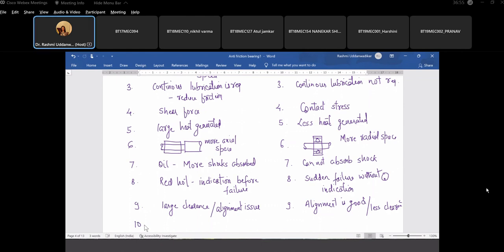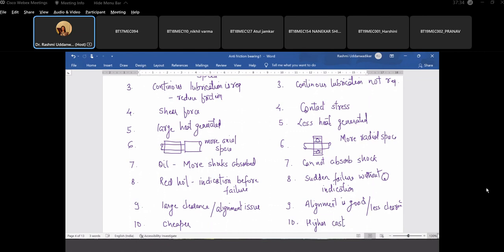What about cost? Which one do you think would be costly? Roller contacts? You are right. So this one is cheaper. Ball bearings and roller bearings, they are costly. Cost-wise, these are expensive.